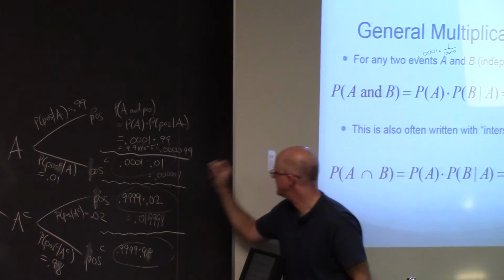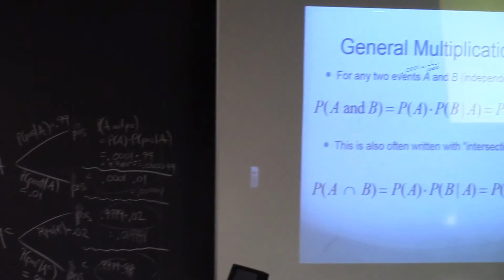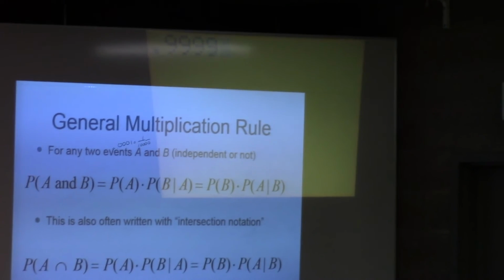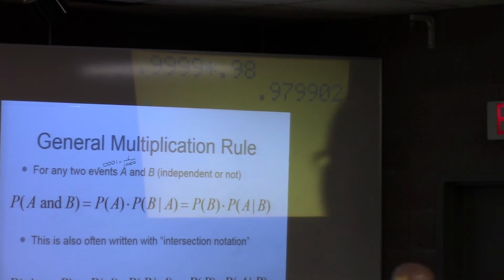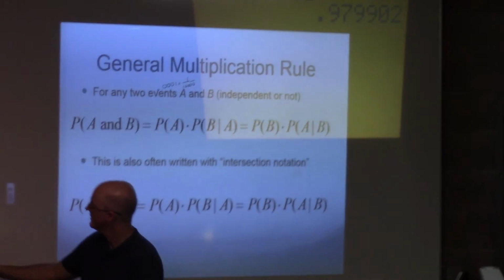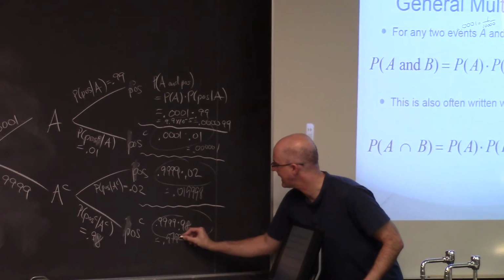The last one's going to be the biggest. These all have to add up to 1, by the way. These numbers on the far right have to add up to 1. But we can also do the last one as 0.9999 times 0.98. That's 0.979902.